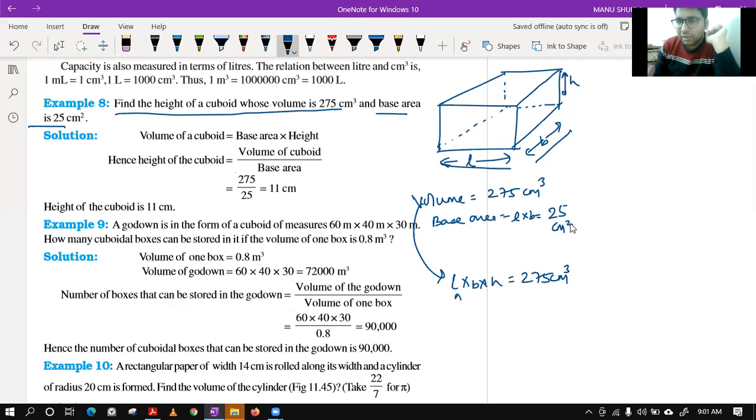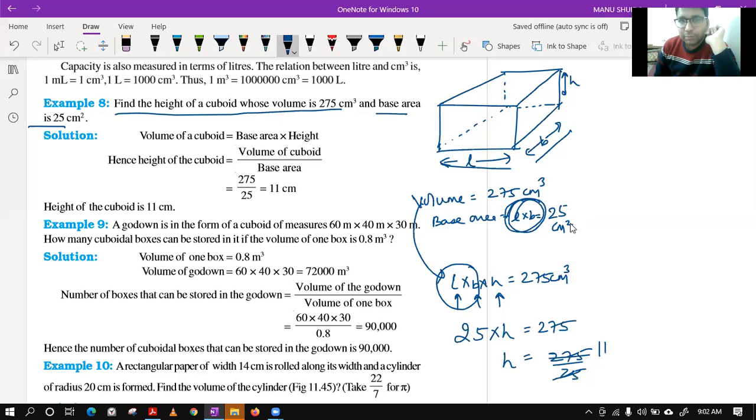If you see, neither length is given to you, nor breadth, nor height. So there are three variables. We cannot find using only one equation, but luckily they have given us the value of two. L into B is given to us already, so we can replace the value as 25 multiplied with H is equal to 275. So H will be how much? 275 upon 25. So H is coming out to 11 centimeter.